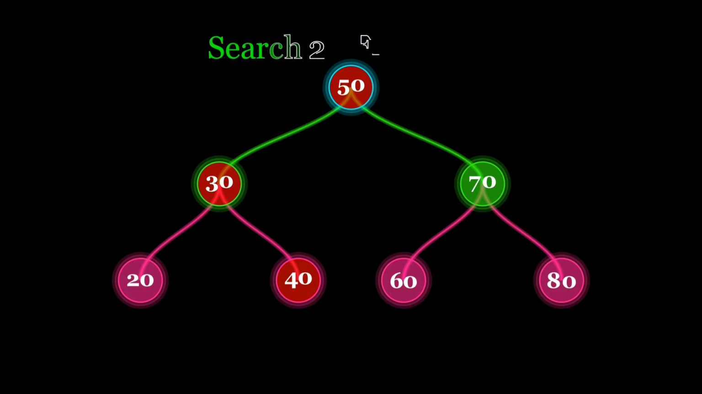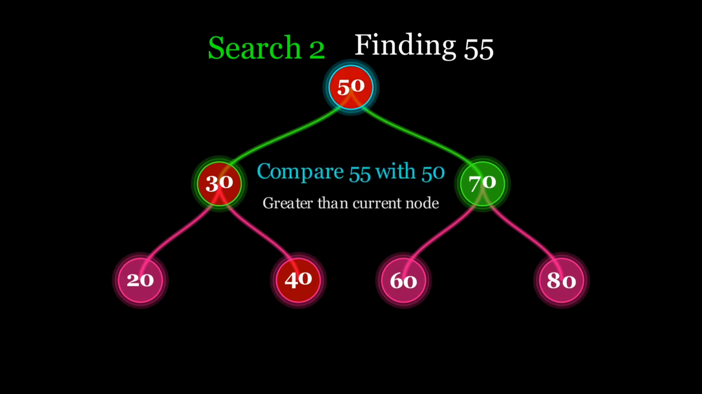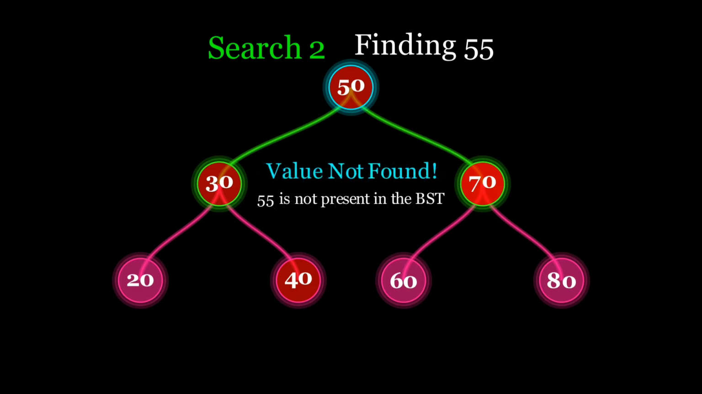Now let's search for 55. Again start at the root node 50. 55 is greater than 50, so we move right to node 70. Comparing 55 with 70, since 55 is smaller, we go to left node 60. Now at the node 60, 55 is less than 60, but there is no left child available. This termination at the leaf node means 55 is not present in our tree.